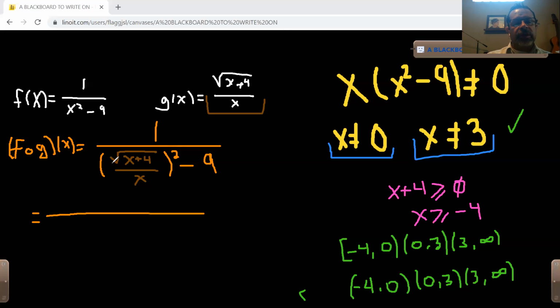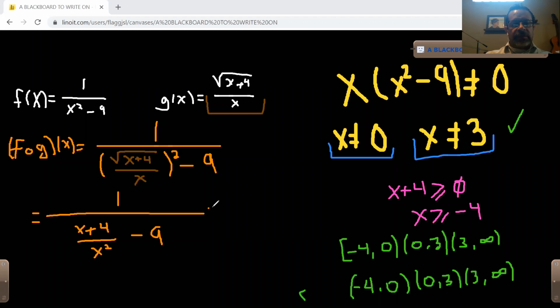If we were to just simplify this, just to do that part of the explanation, this is elevated to the square, so the square root is eliminated, and we're going to have x plus 4, and the denominator x to the 2 is x squared, minus 9 and the 1.